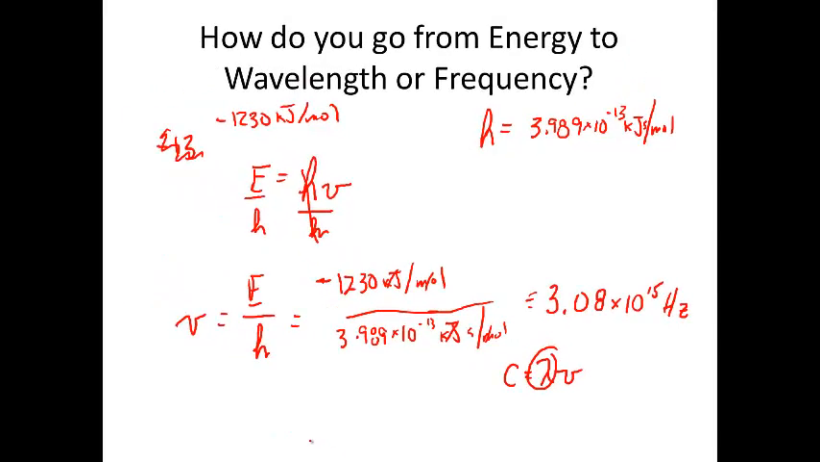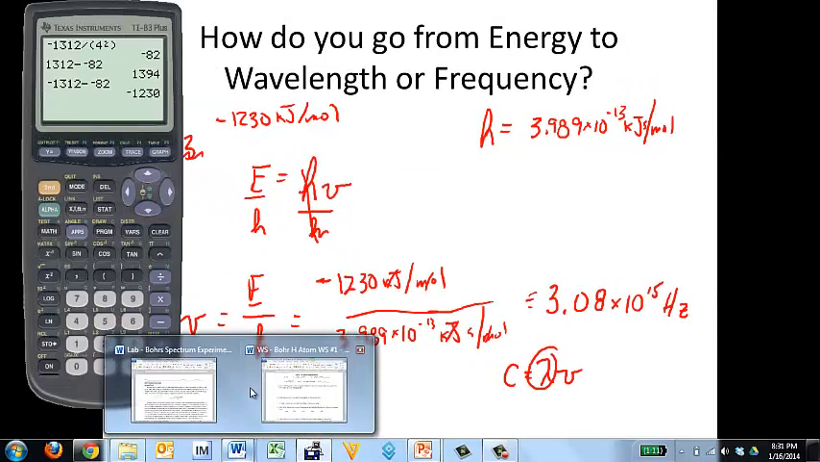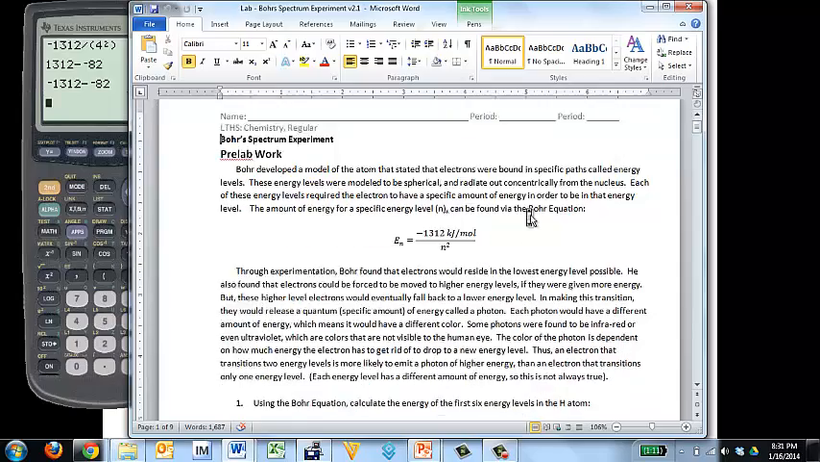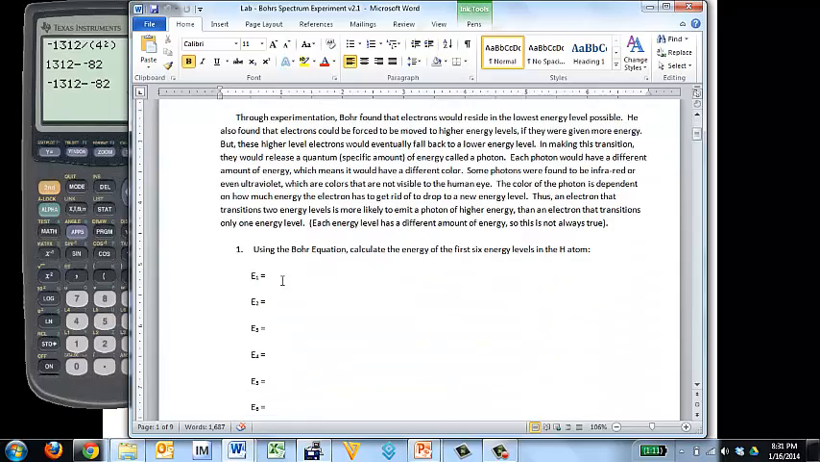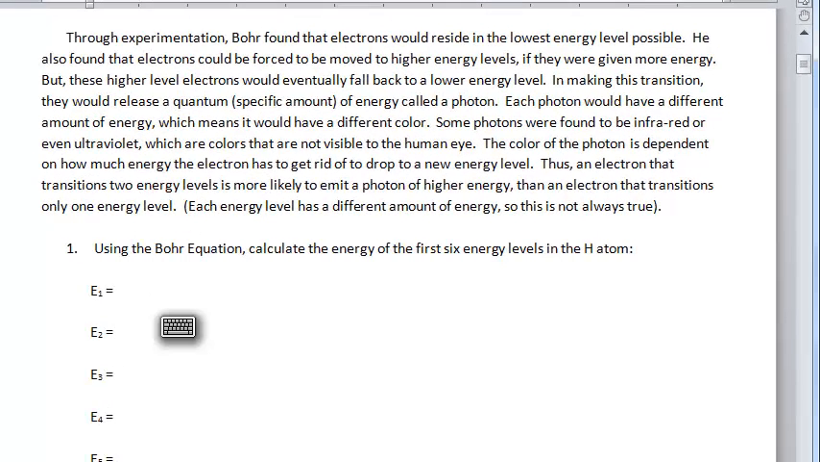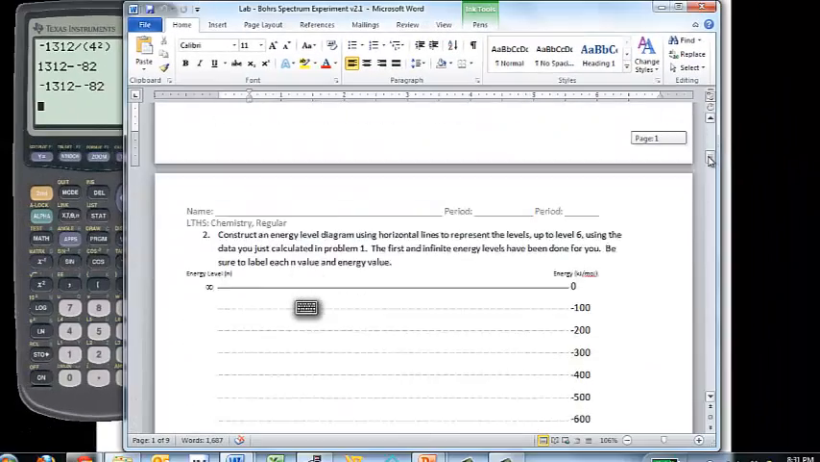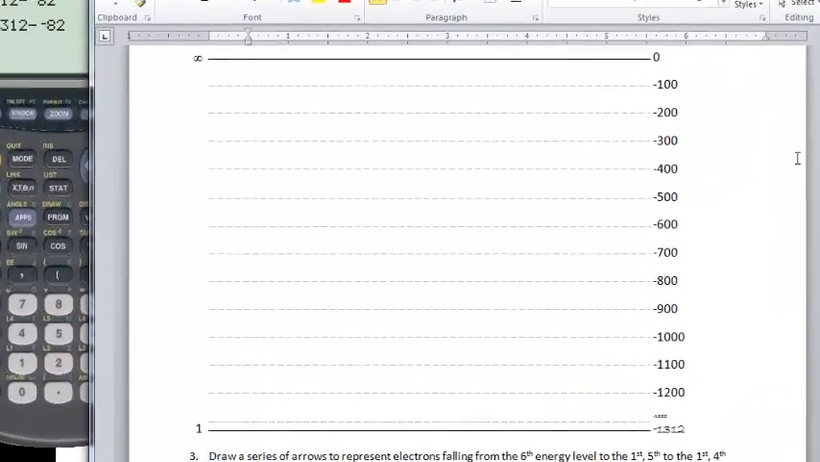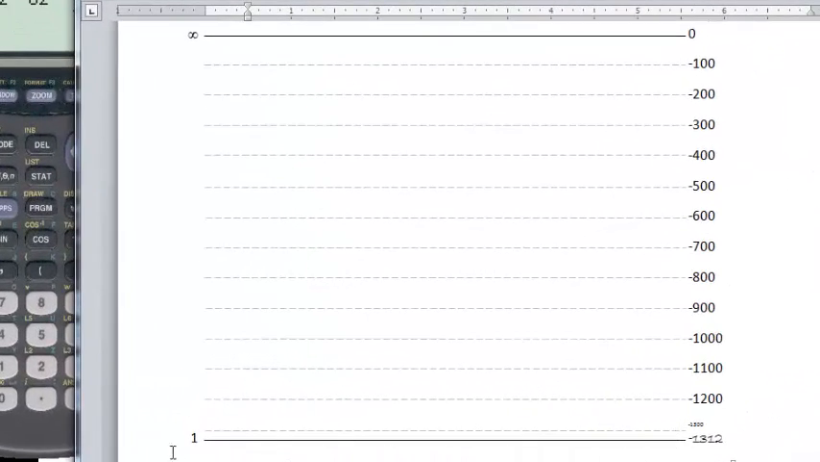All right, I think I could take a quick look at the lab here and show you guys that you've solved this first set of equations here. For instance, you've got this one, you've got negative 1312. And for the second one, you wound up finding out that negative 1312 divided by 2 squared is negative 328.